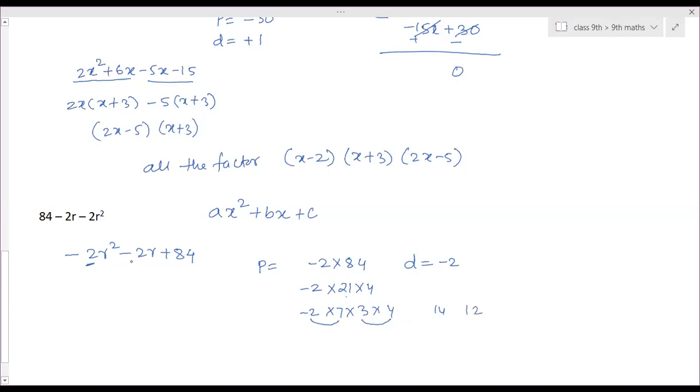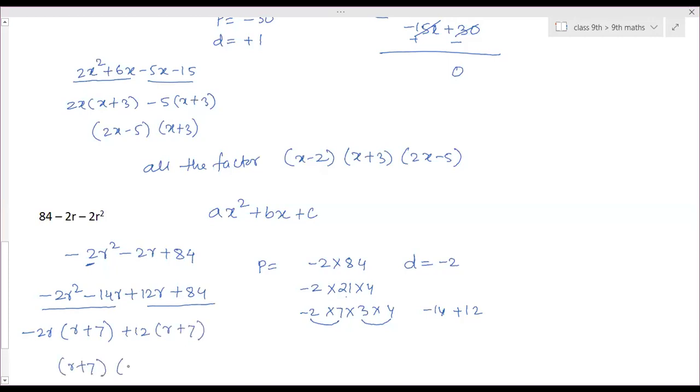So the larger number should have the middle term sign. Middle term sign is negative. So of these two numbers, 14 and 12, 14 is the larger number. So it is minus and this is plus. So minus 2r square minus 14r plus 12r plus 84. And then factorize. Take minus 2r common. So it is r plus 7, because we have taken minus common. Then here plus 12 into r plus 7. So r plus 7 is one factor, minus 2r plus 12 is another factor.